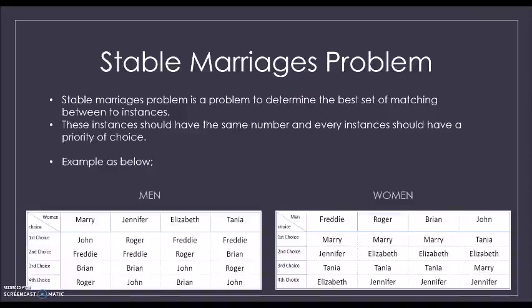So basically, the stable marriage problem is a problem to determine the best set of matching between instances. Those instances should have the same number, and every instance should have a priority of choice. Like the example below, the first choice of Mary is John, and the first choice of John is Tanya. So everybody has their own choice, and the number of men and women is the same: 4 men and 4 women.